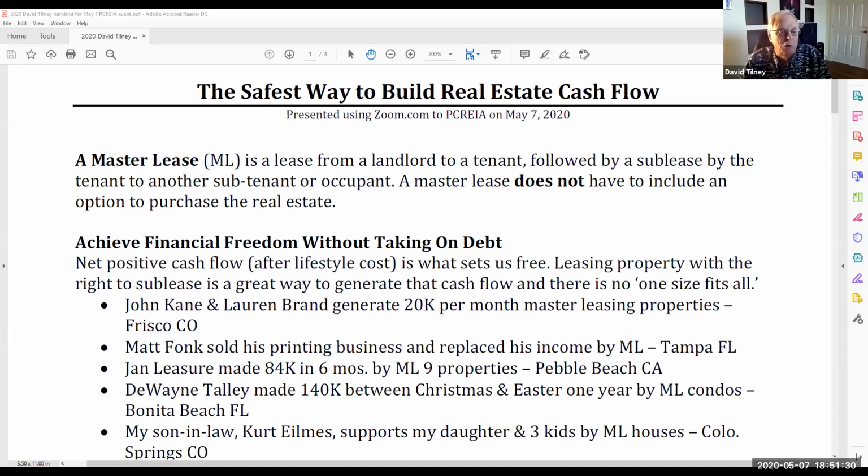A master lease is where I lease a property from Adrian Smoot and I sublease it to Kerry Cook. And I take a spread out of the middle of it. That's all it is. And you can do it in any number of different ways.